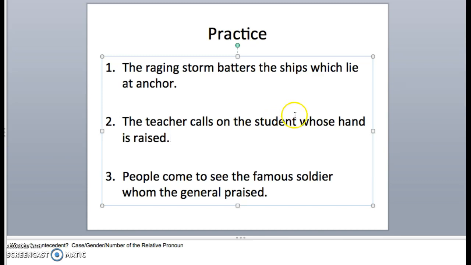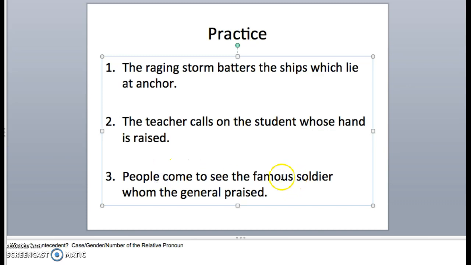But if we look at that clause, we finally have a new usage. Whose hand is raised, whose is providing possession over hand. So whose would have to be in the genitive case. So we'd have cuius here. Masculine or feminine, singular, genitive.